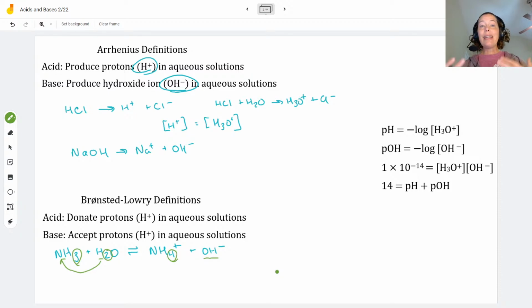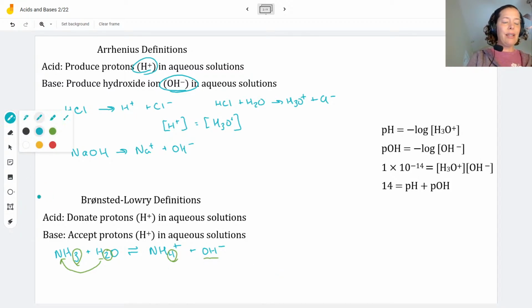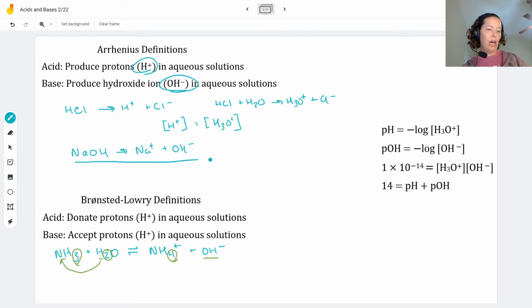Sodium hydroxide is still a base. If we think about sodium hydroxide, and this does sometimes cause confusion, because if you go up here to sodium hydroxide, you're like, where do we accept the proton? I'm not seeing any proton accepting here. Well, what really happens is it's the hydroxide itself that is the base. So sodium is what we call a spectator ion, meaning it just hangs out. It doesn't do anything.